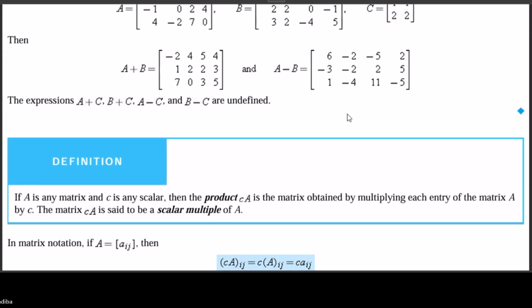Moving forward, let's look at this definition. It says, if A is any matrix and C is any scalar, then the product CA is the matrix obtained by multiplying each entry of the matrix A by C. The matrix CA is said to be a scalar multiple of A, meaning when you multiply a matrix by a scalar or a constant, that constant will apply to all the entries in the matrix.